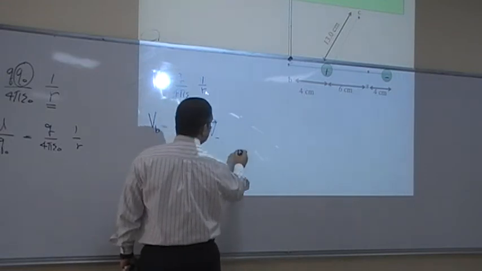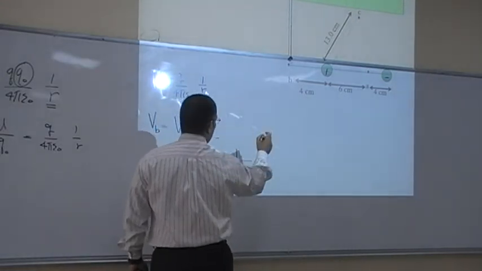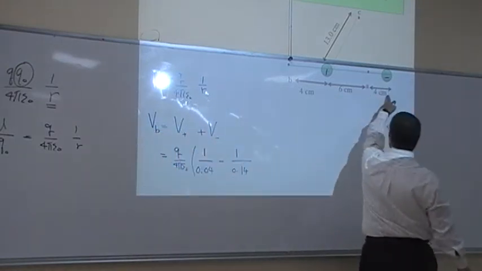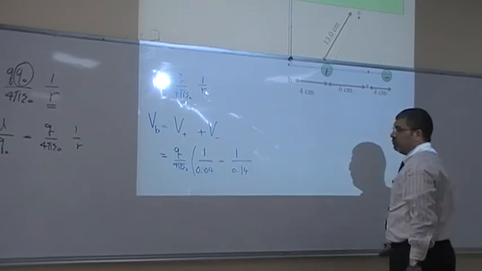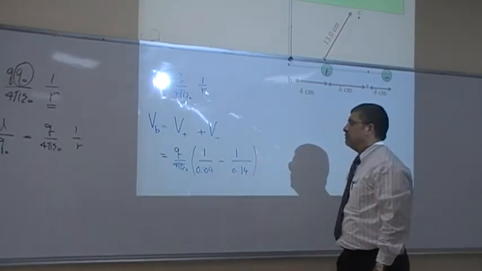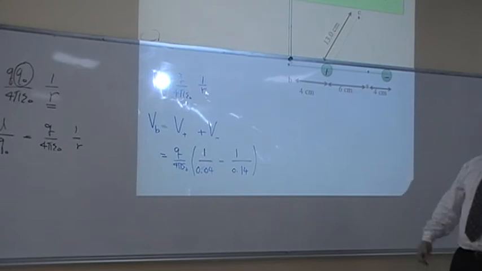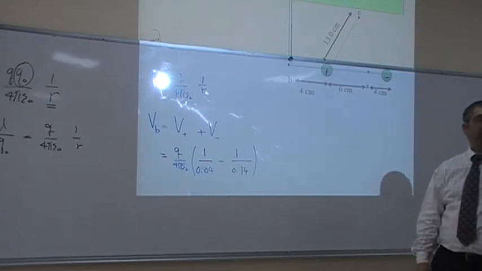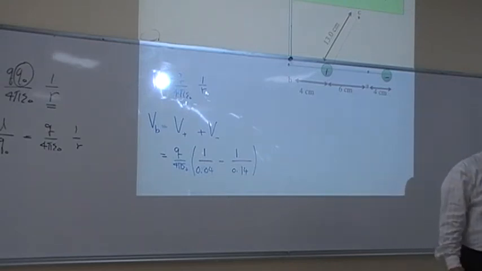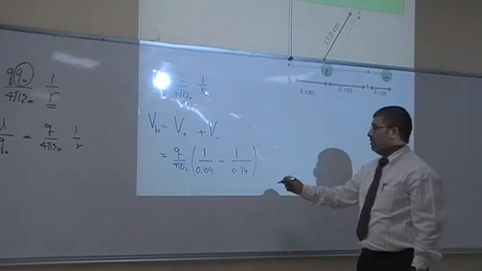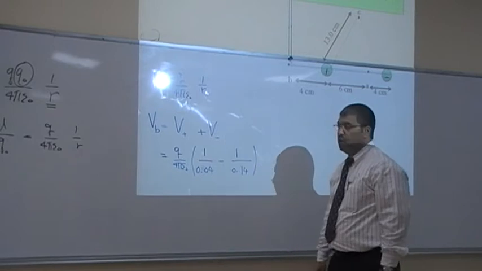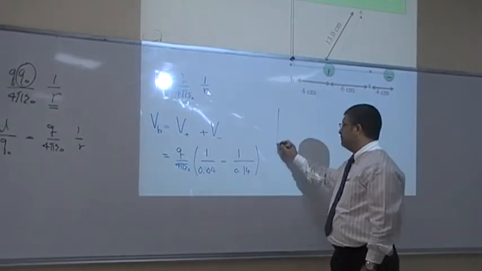And then minus 1 over 0.14. Because remember, this is 10 centimeters. So plus 4, that's 14 centimeters. That's the answer. Okay? So Q is given, K is given, everything is given. That's very, very simple. And what makes this very simple, because it's an algebraic sum, the only thing that we have to worry about is the negative here, in this case, because of the negative charge. Okay? So that's at point B.